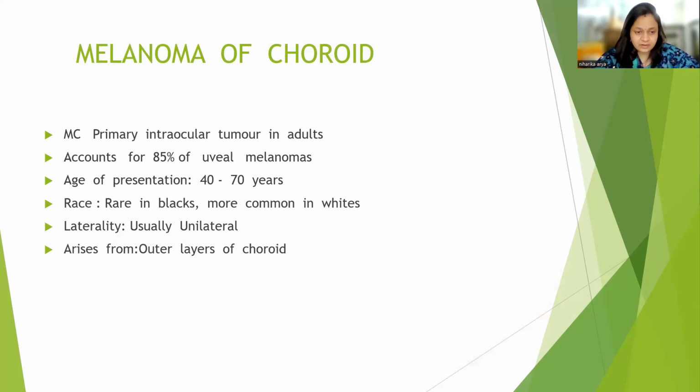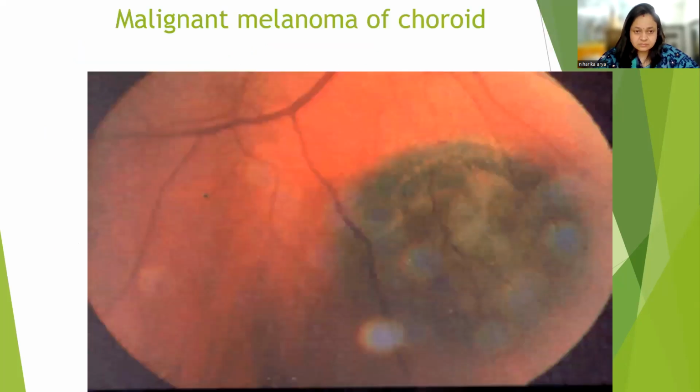Laterality is usually unilateral and it arises from the outer layer of the choroid. As the name suggests, it's a melanoma, a pigmented tumor which occurs in the choroid. It is the most common primary intraocular tumor in adults. It accounts for 85%. It's unilateral and the age of presentation is 40 to 70 years. See, in this picture, you can see the pigmentation on the choroidal layer, and this is a choroidal melanoma.